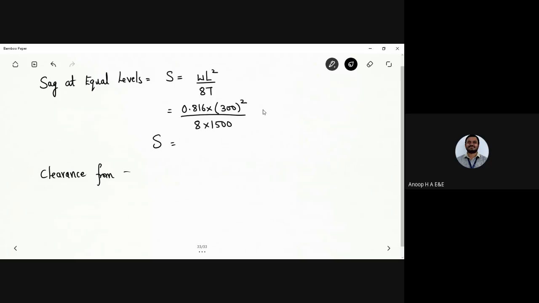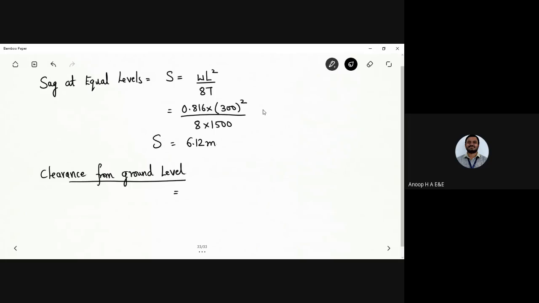Clearance from ground level. How will you find out both the things? Yes, anyone? Nirmita is there? Ashik? Yes, sir. Tell me what is the answer? 6.12. Yeah, the sag is 6.12 meters.